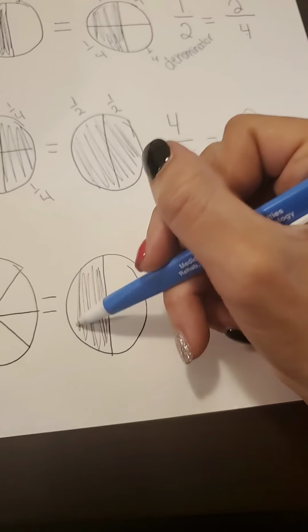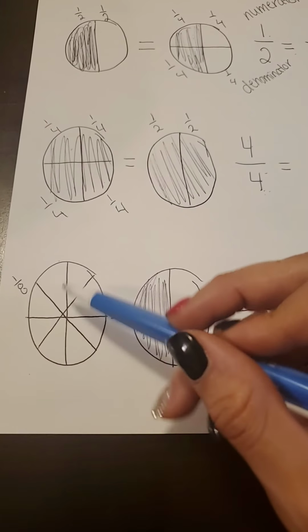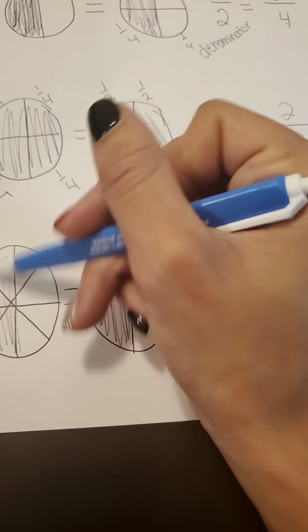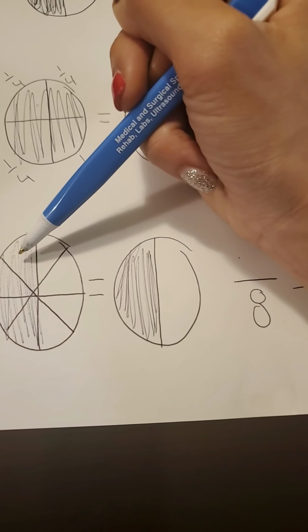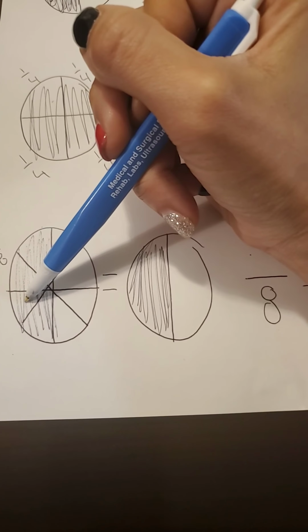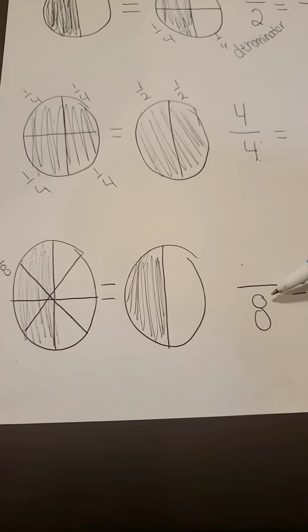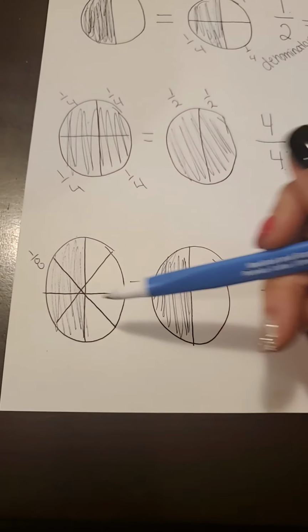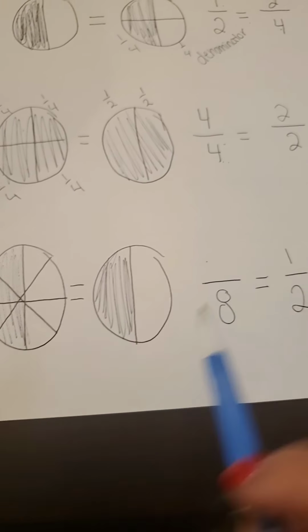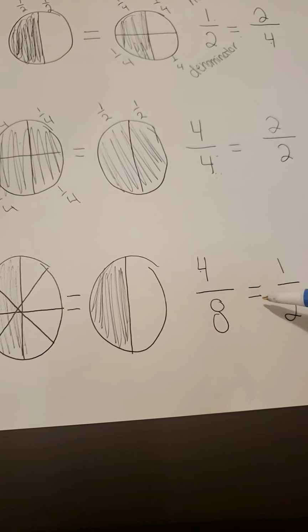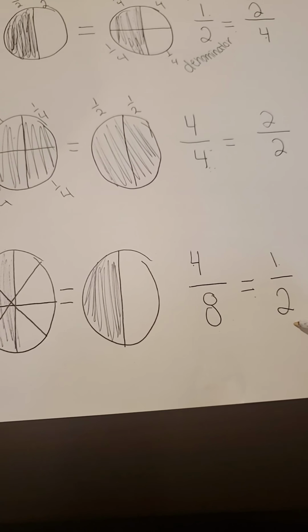Now, how many pieces would that be over here if it was cut into 8 pieces? Well, I would still shade in the same amount, but now when I count, I've shaded in 1, 2, 3, 4 out of 8 pieces, because 4 out of 8 pieces is half of the pizza, just like this one. So 4 out of 8 is also the same as 1/2.